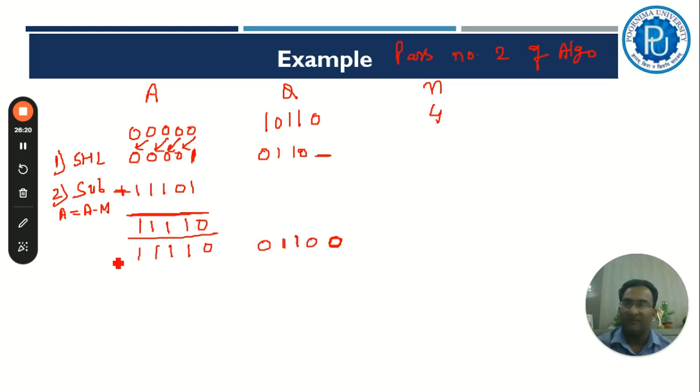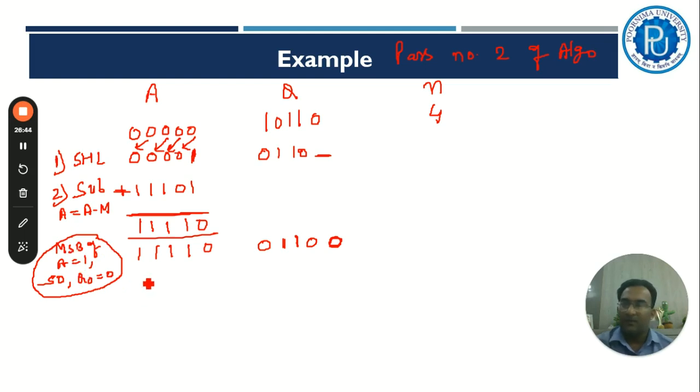Because MSB of A equals 1, the Q naught bit will be equal to 0. This is the thing which we have done there.